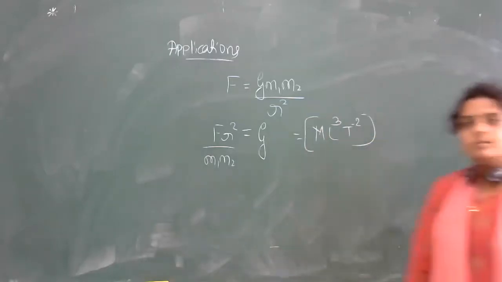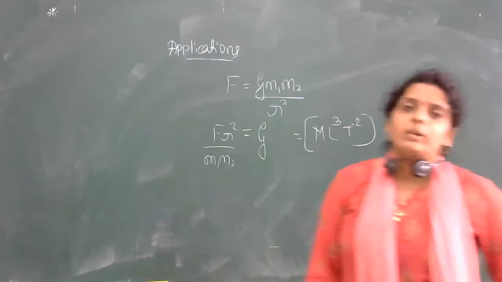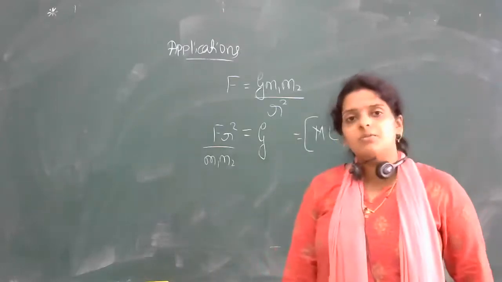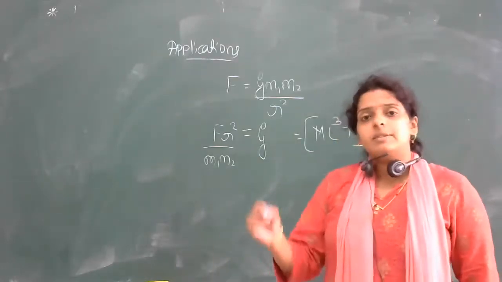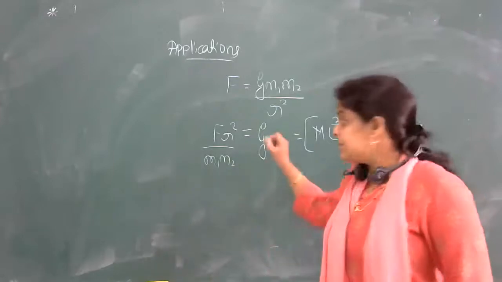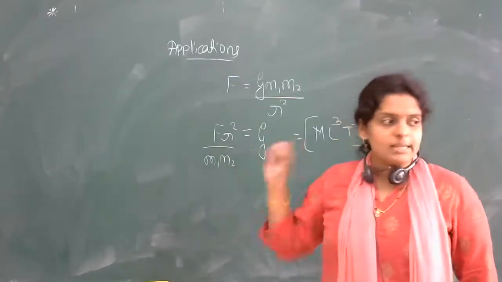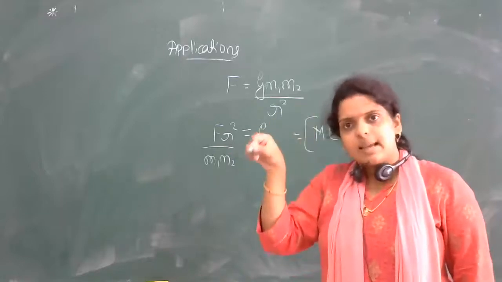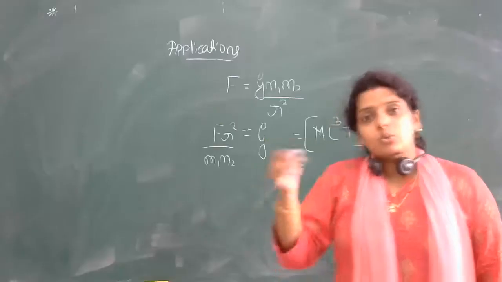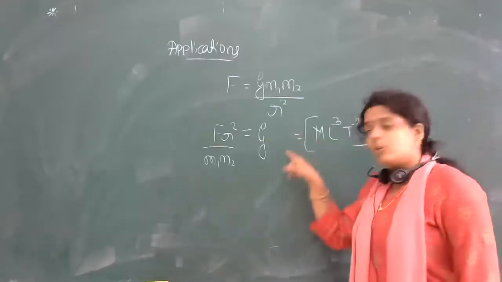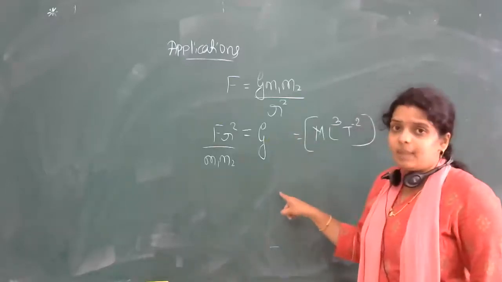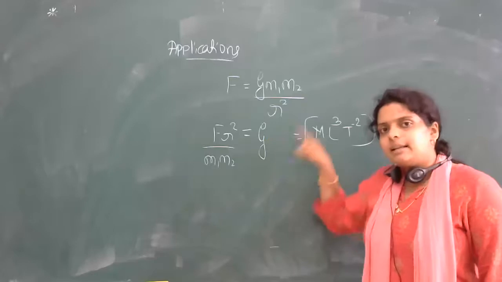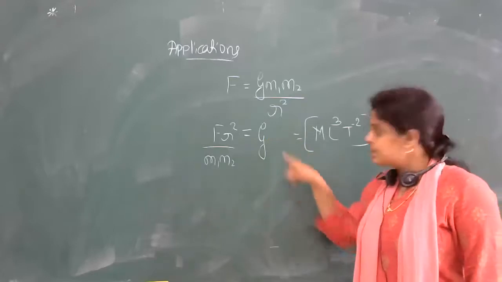Correct. So the conclusion is what? We can calculate the dimension formula of a given physical constant. G is a constant here. Always in physics, wherever you remove the proportionality sign, you take some constant. So those constants' dimension formulas you can also derive by applying the dimension analysis method. Okay, this is one example.